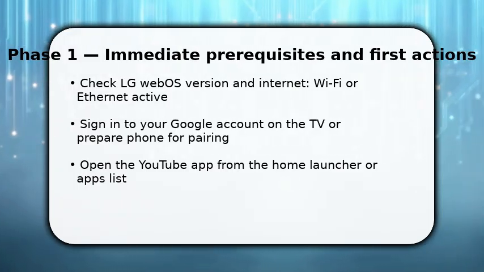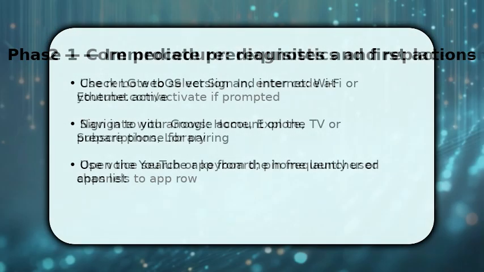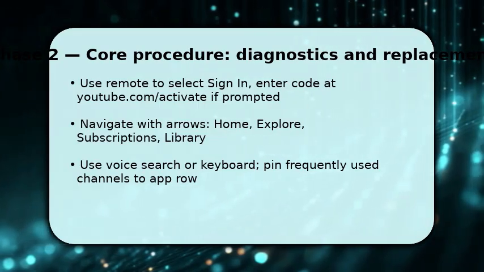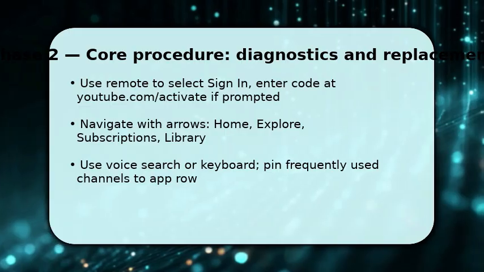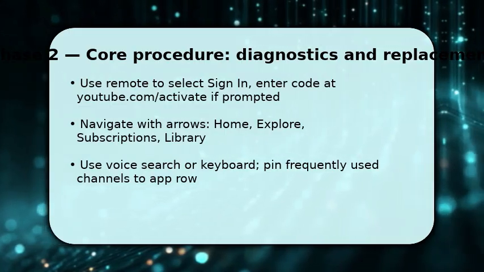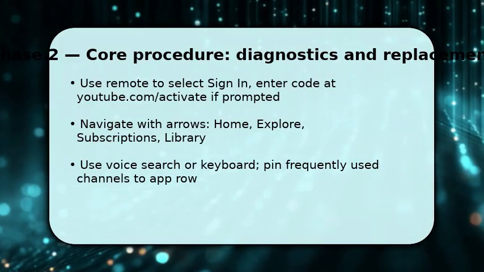next. Now you sign in. Select Sign In and follow on-screen instructions. Often a code appears, enter it at YouTube.com/activate with your Google account. Once signed in, you'll see Home, Explore, Subscriptions, and Library. Use the remote arrows for precise selection or press the microphone button to voice search when typing is slow.